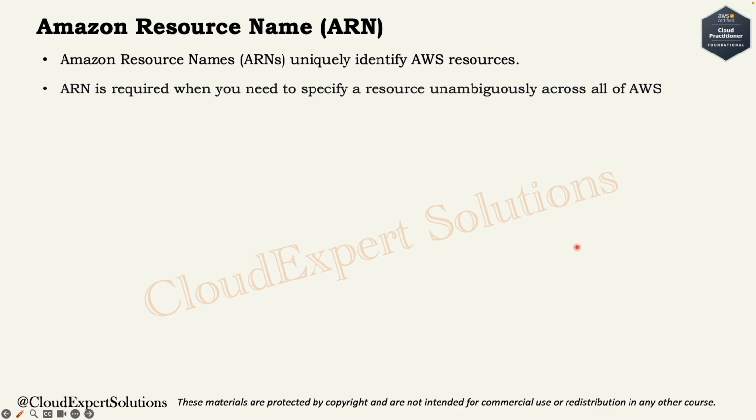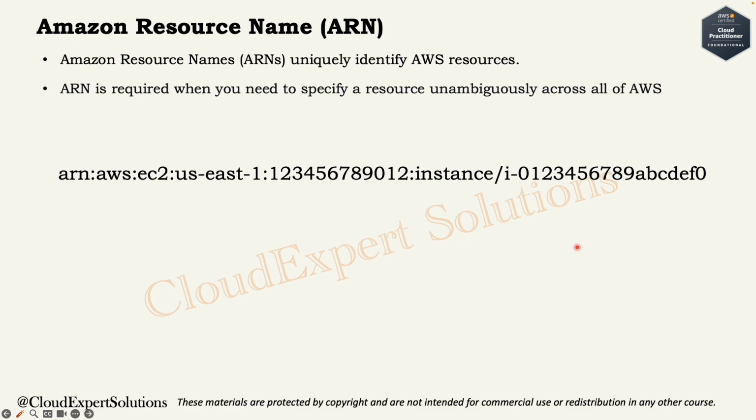Now let's review the ARN naming convention or format. Here is an example of an EC2 instance ARN. The first component, arn, is just to signify this is an ARN. Then the next, aws, defines the partition. The partition represents in which AWS cloud the resource is located. If you see only aws, that means it is the AWS standard cloud.